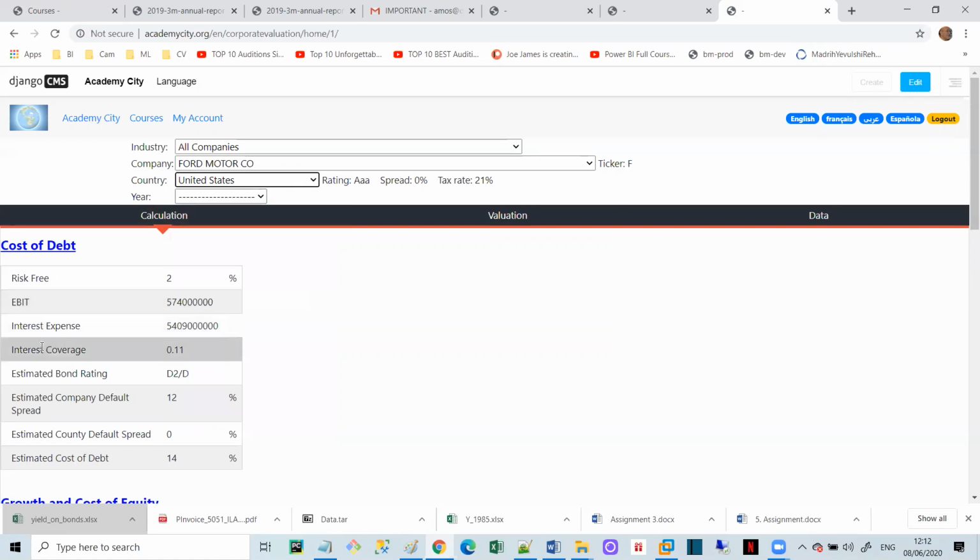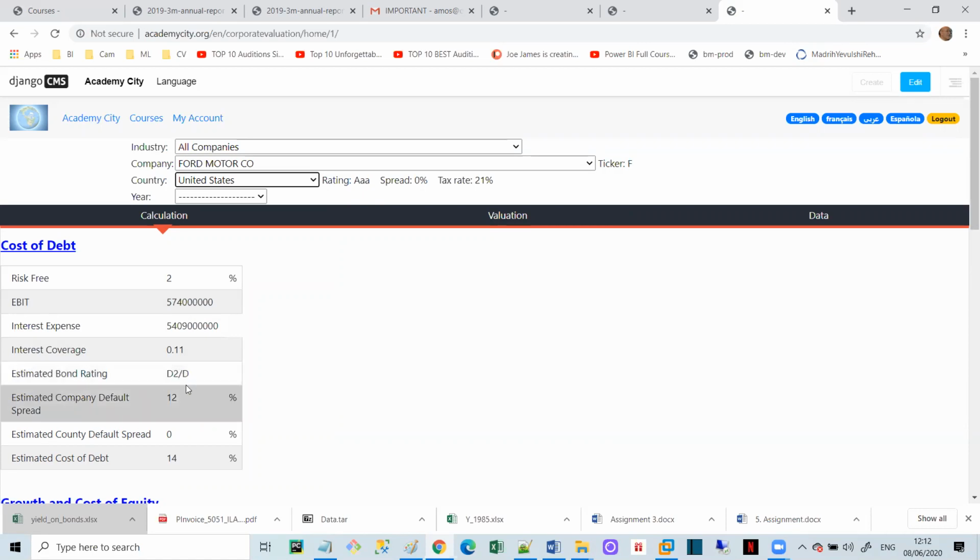Wow, their interest coverage ratio is so low. It's 0.11. That means their EBIT is barely covering 10% of their interest. That company is in a bad situation. They will have to raise money. That company should be closed down. We'll see. Their rating is D2 to D.